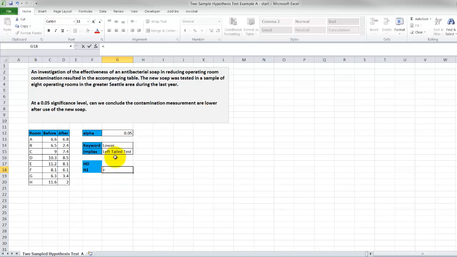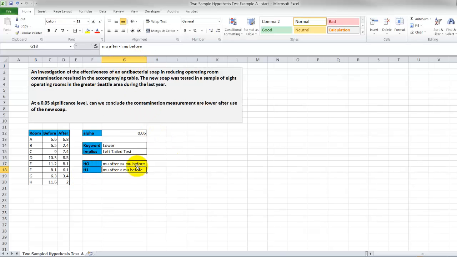We want to prove that it's lower. So what we want to say here is that, let's say, mu after is less than mu before. Okay, this would coincide with a keyword of lower, and it would keep this as a left-tailed test. Let's go ahead and finish the null hypothesis. Mu after is greater than or equal to mu before.